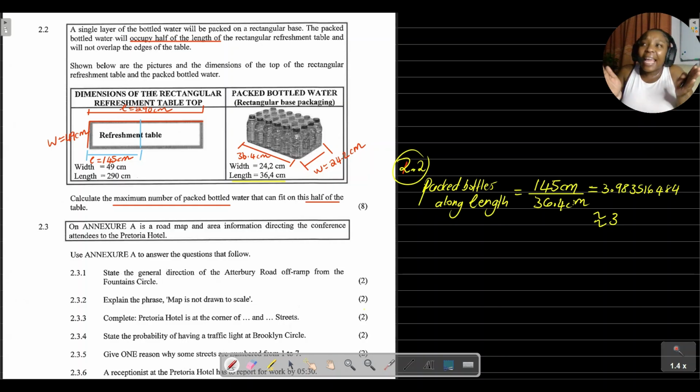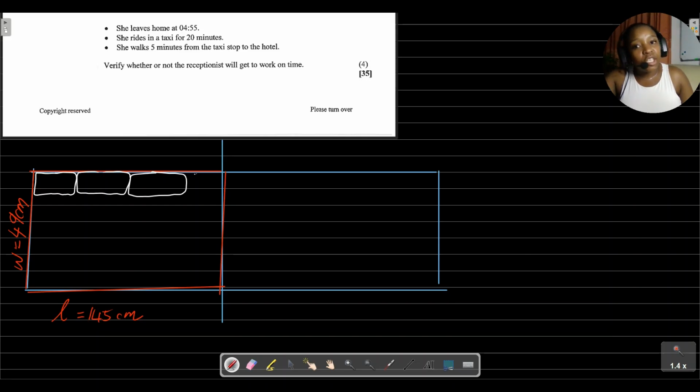Also, even when you're looking at a box and you're trying to determine how many items you can fit inside the box, you always go a value down, because if you go up, there won't be space. So that's why we round down. Even in a box situation, the maximum for these packed water bottles to sit properly is 3. But in this table, we could actually put 4. Because they told us that there mustn't be an overlap, it's just going to be 3.